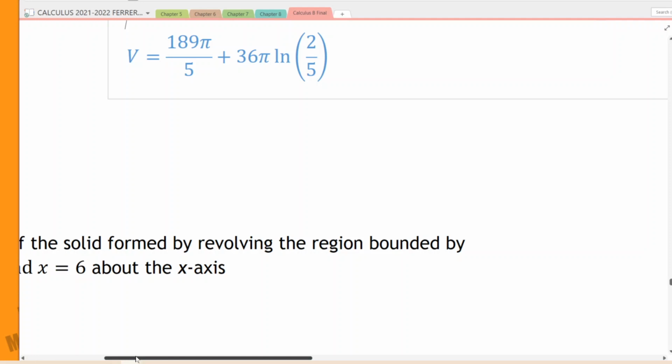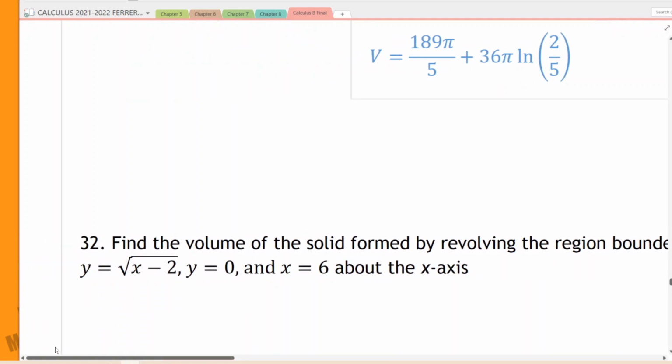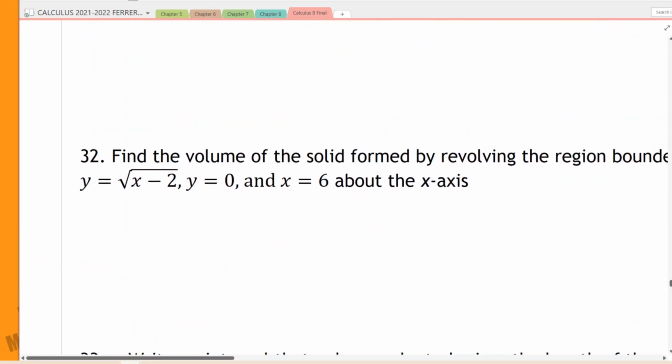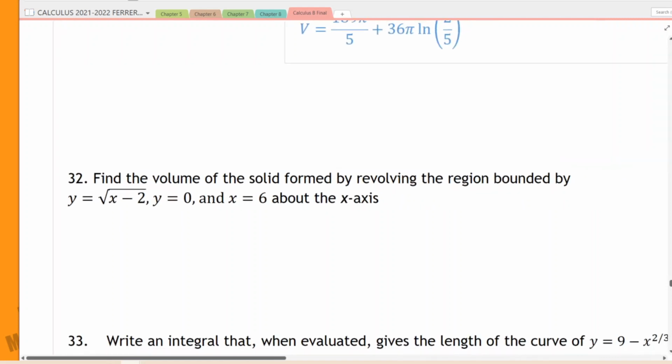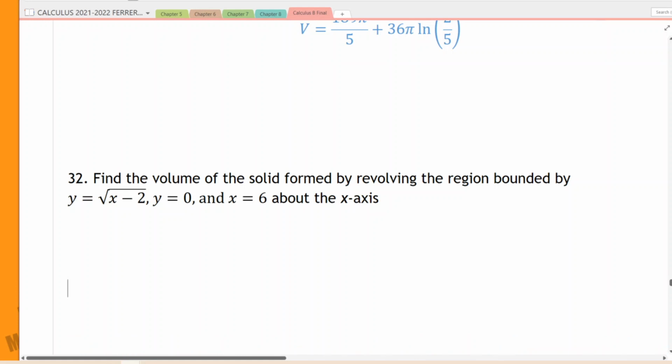Let's see our next question here. I think this might be our last one. Now maybe we have a couple more. Let's see. Find the volume of the solid formed by revolving the region bounded by root x minus 2, y equals 0, which is the x-axis, and x equals 6 about the x-axis.